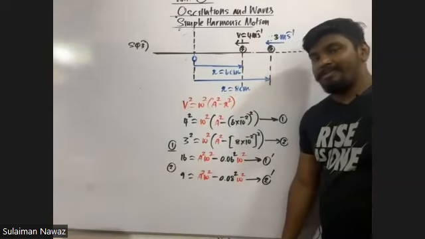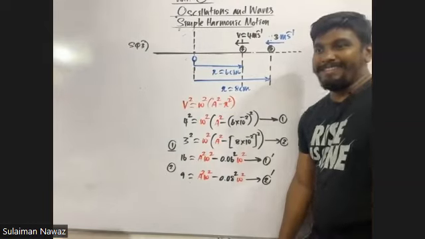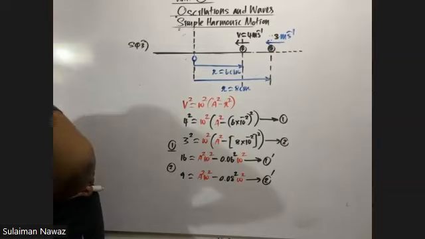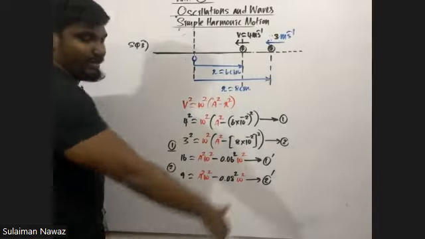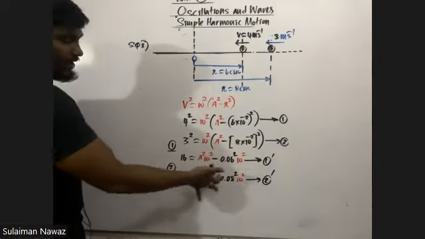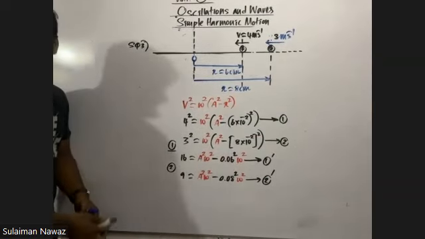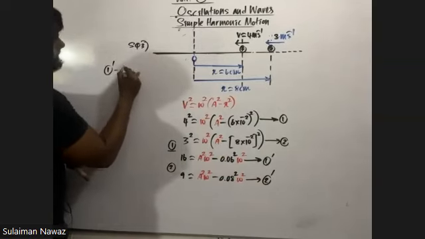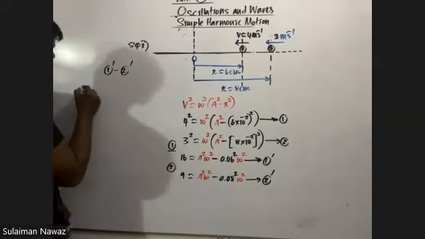O level maths. What is the best operation? Subtraction. If you subtract 1 dash minus 2 dash, you can cancel out A squared omega squared terms. Then only remaining is omega squared. Subtraction. So when I subtract 1 dash minus 2 dash, then I will get what?